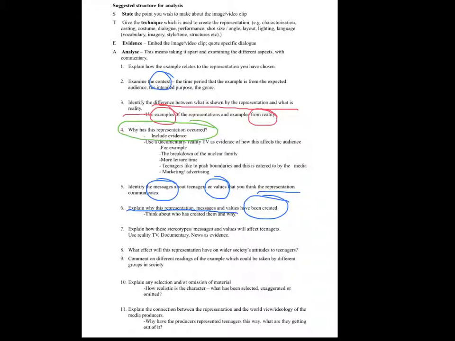You also then have to look at how these values and these messages affect teenagers, and then use reality TV and documentary as an example. So, for example, teenagers being reckless, you can use the fact that teenagers have parties on a regular basis, which get busted because too many people turn up and they destroy buildings and it's an absolute disaster. And yes, this has been done on Facebook and it's been in the news. So actually use the news to back this idea up.